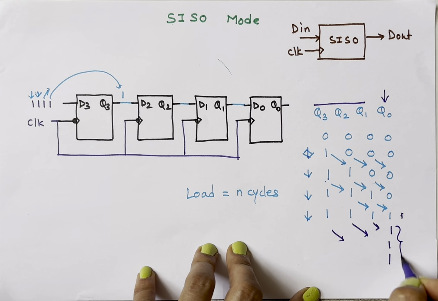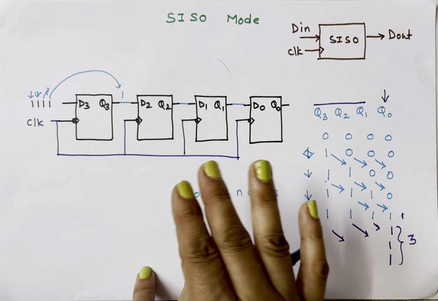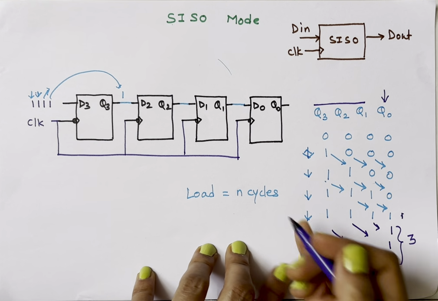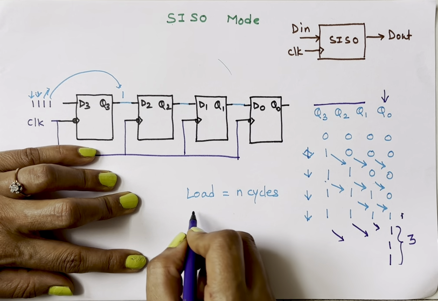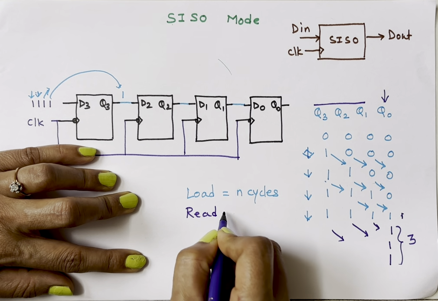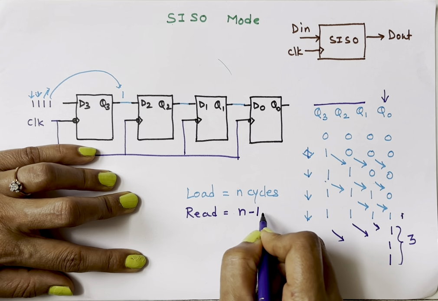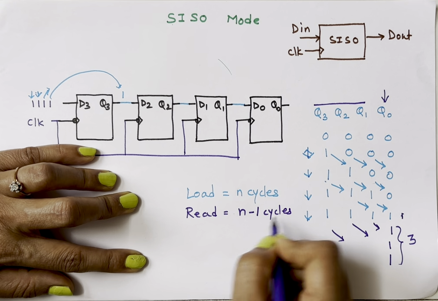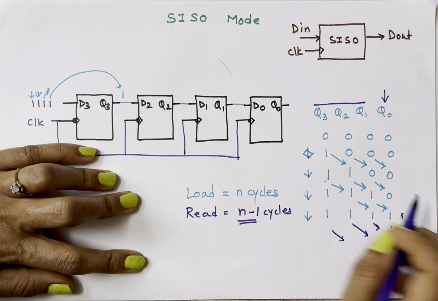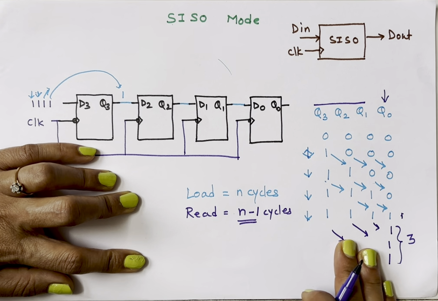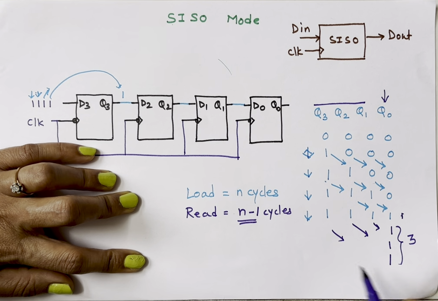So how many clock cycles are needed? This one is already available and now we need 3 more clock cycles. So 3 is what? 4 minus 1, because our flip-flops are 4. So here, for reading we need n minus 1 cycles. Why n minus 1? Because 1 bit is already available during loading. So to read, we need extra n minus 1 cycles.